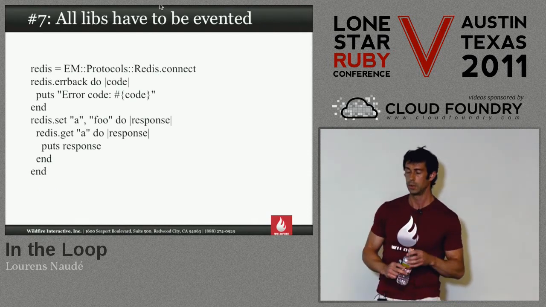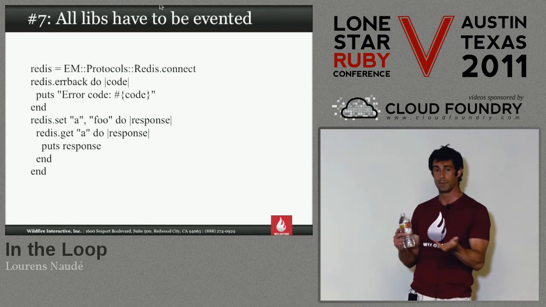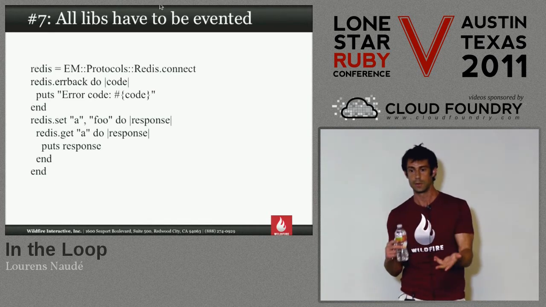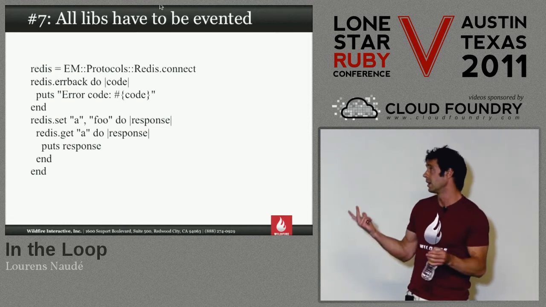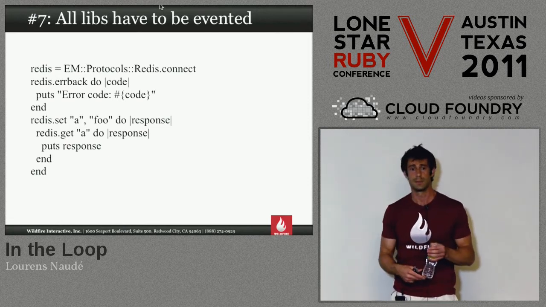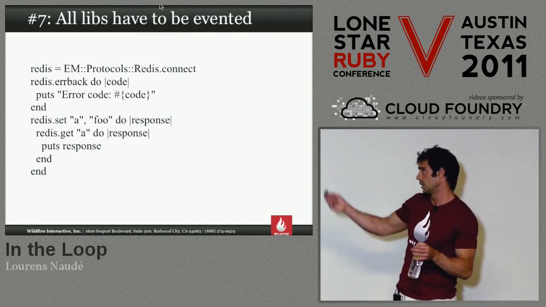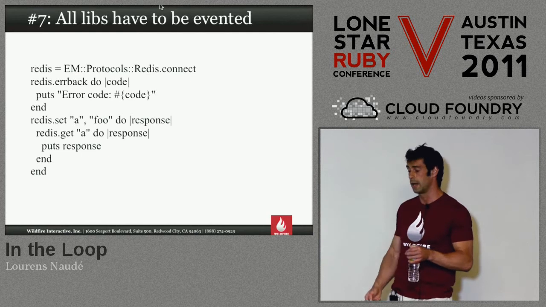All libraries that you're using have to be evented. So there's little point in having a high-performance reactor, but then introducing blocking calls. The first one is an example from Redis, which is not that big an issue because it's a fairly fast interface, etc. But again, it's just a callback-driven interface.